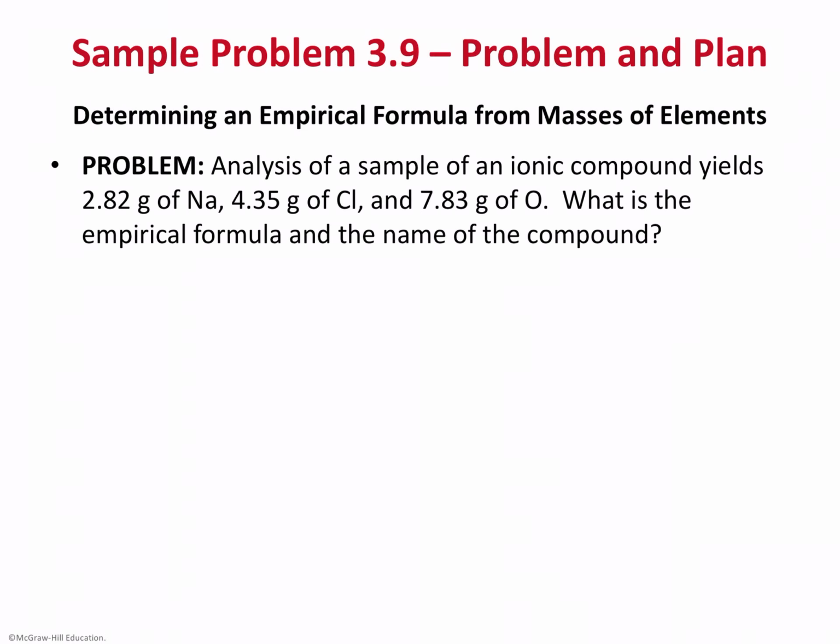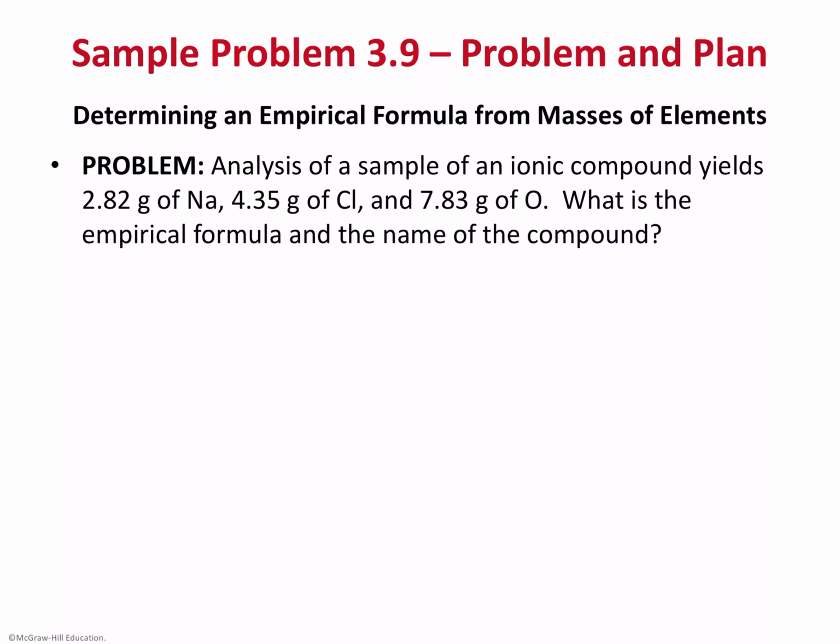Okay, now the next one. So it's not going to be easy like that all the time. That was easy, we were given the number of moles. Now let's see if you are given grams. What's going to happen? Analysis of a sample of ionic compound yields 2.82 grams sodium, 4.35 grams chlorine, 7.83 grams oxygen. What is the empirical formula and the name of the compound?